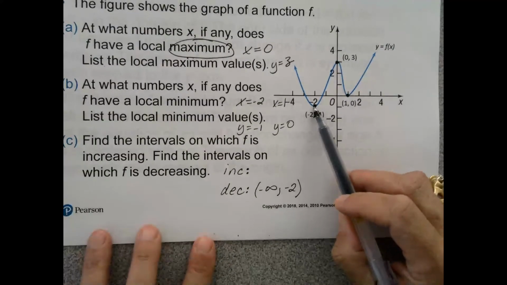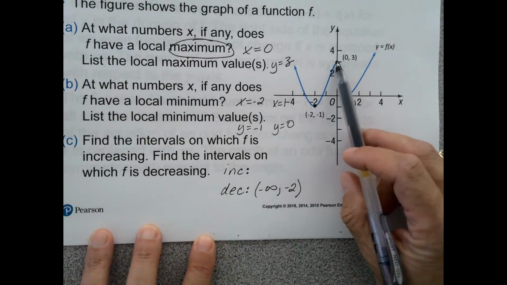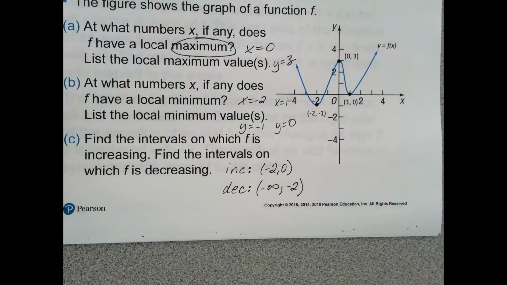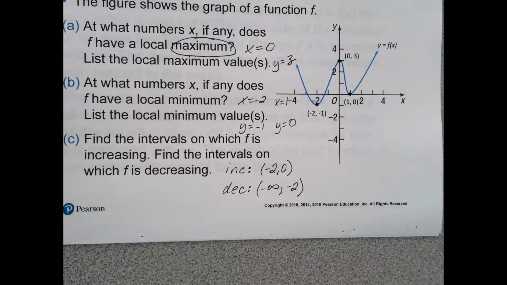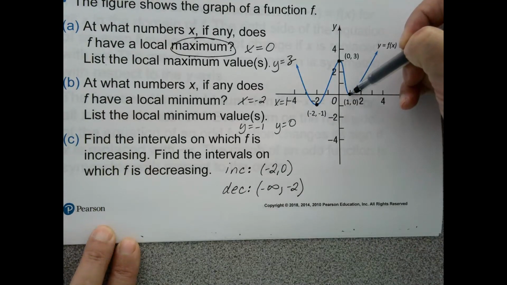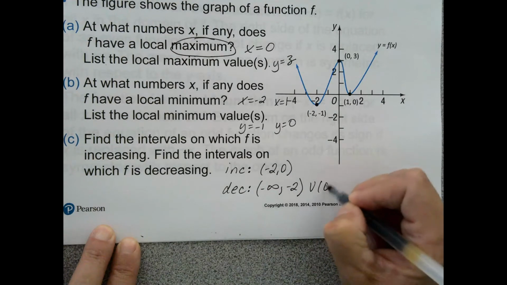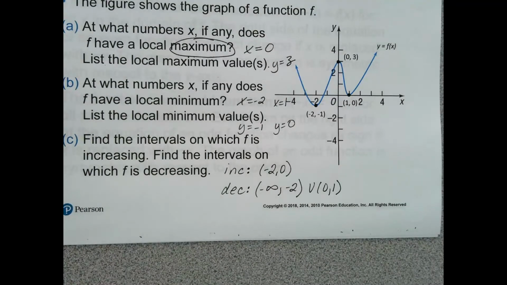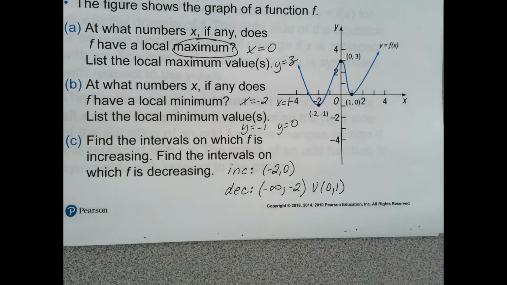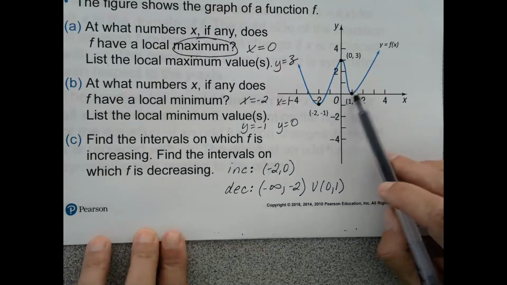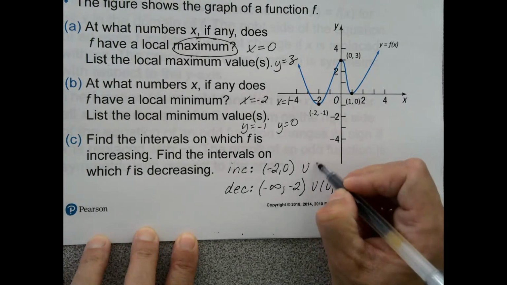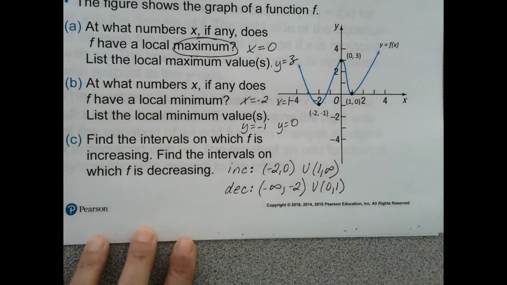Once I hit negative 2, the function is moving up until I get to x is equal to 0. So that's increasing from negative 2 to 0. At 0, the function begins to decrease again, and it decreases until I get to x is equal to 1. So over the x values from 0 to 1, the function is decreasing. Once I get beyond 1, the function increases forever, so all the way out to positive infinity. So this starts at 1 and goes to infinity.